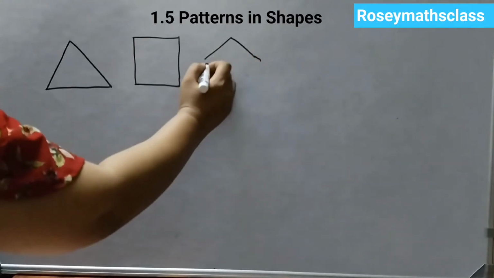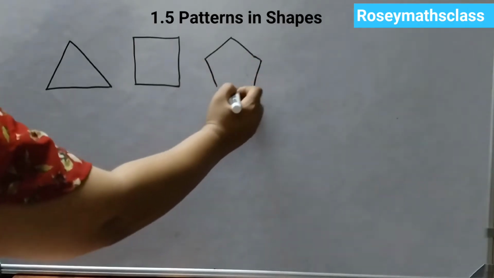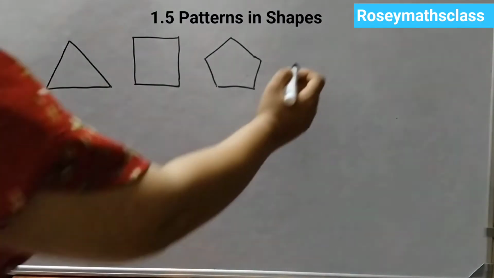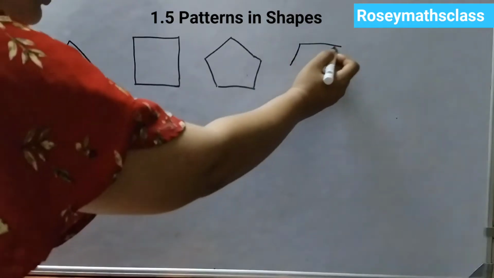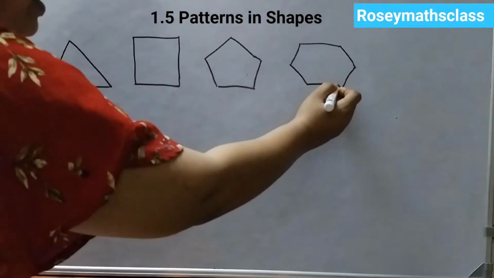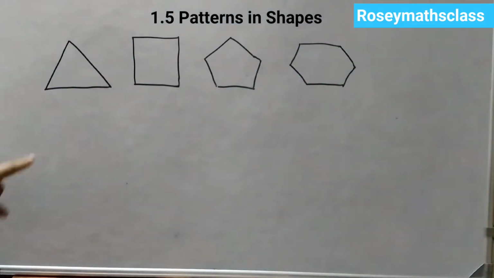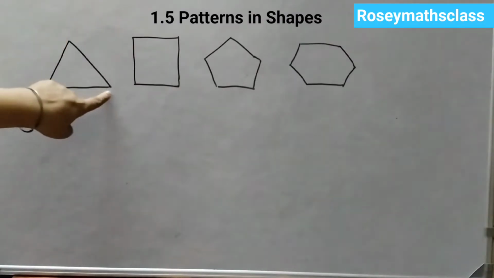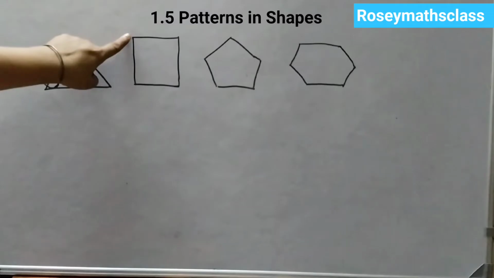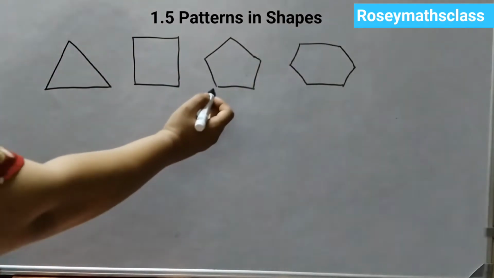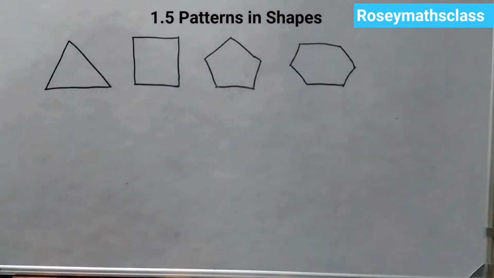1, 2, 3, 4, 5. Next is hexagon, 6 sides. So 1, 2, 3, 4, 5, 6. Now you can see here triangle has 3 sides and 3 vertices. Same way quadrilateral, 4 sides, 4 vertices. Pentagon has 5 vertices. Hexagon has 6. Next is heptagon, 7 sides.